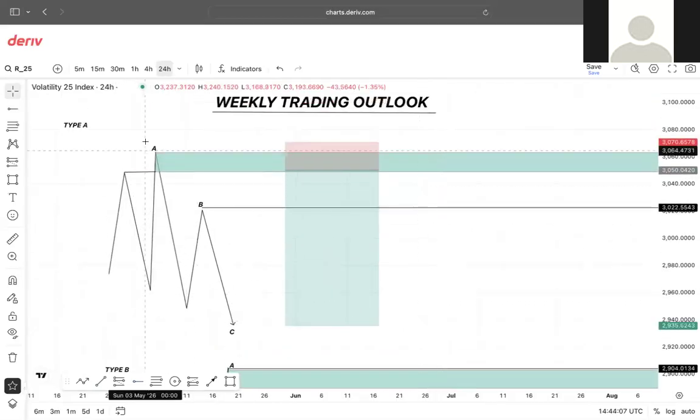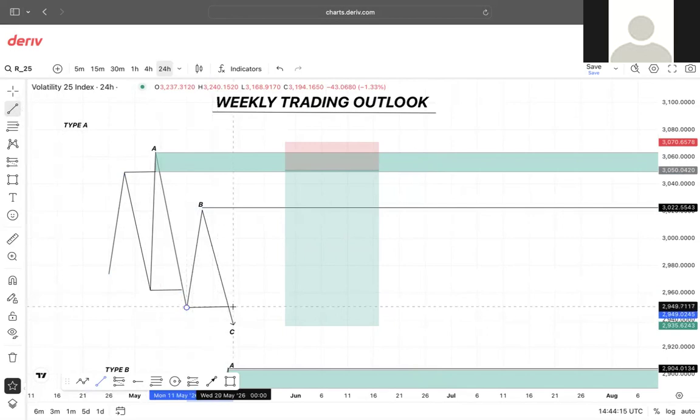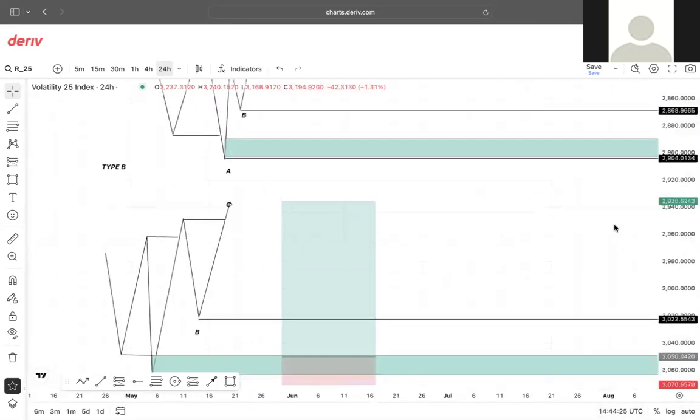So this is type A. For the type A, we have what? A break of structure first before forming our structural liquidity and then breaking the whole structure. So this is the model that I trade. All right, same for the downtrend. Sorry, same for the uptrend, right?